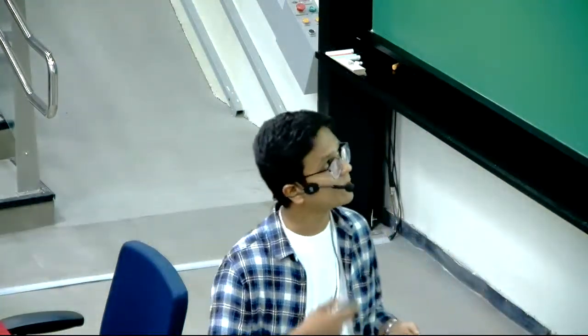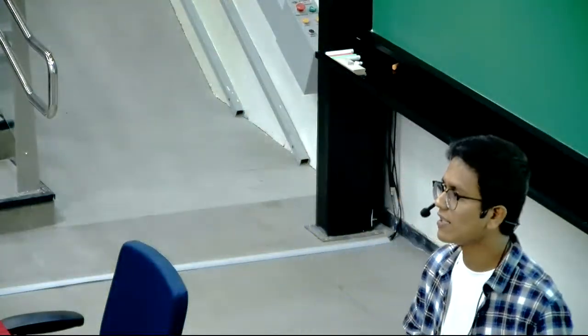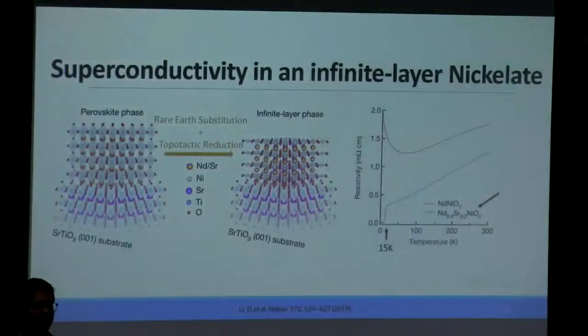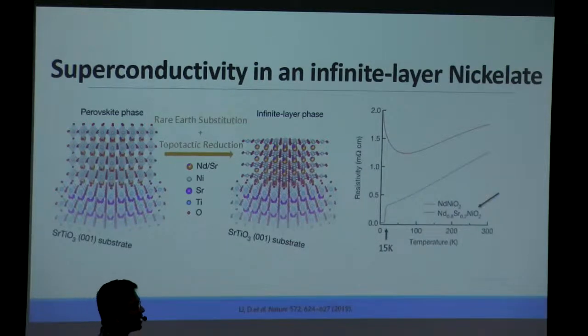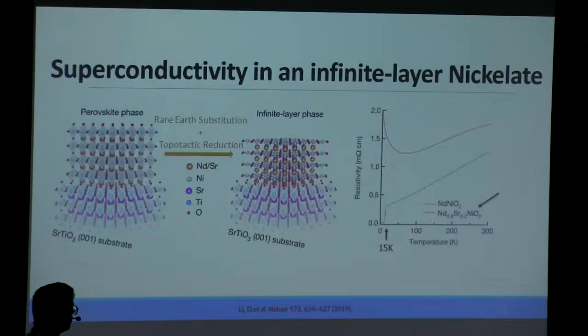Okay, let's see. For that, we need to look at the synthesis of this nickelate. Harold Hwang's group used a two-step process, that is topotactic reduction and rare earth substitution. They end up reducing the perovskite form into a layered form, which has a particular stoichiometry. And this particular stoichiometry shows superconductivity below 15 Kelvin.